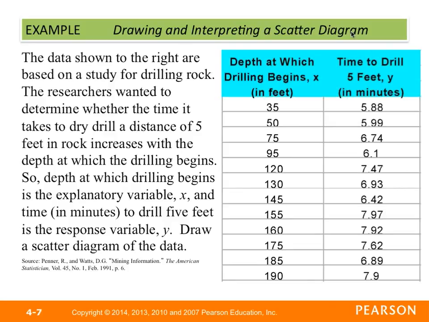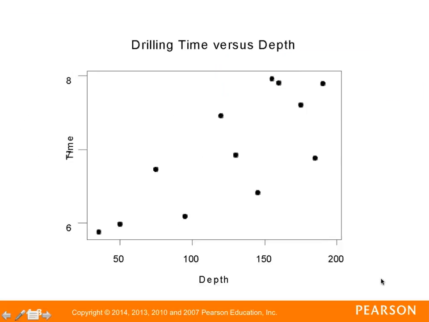So the time that it actually takes to drill can be explained, hopefully anyway, by the depth at which the drilling begins. We can use the depth in order to explain how long it takes to drill 5 feet. We want to use this data to draw a scatter diagram. You can see a couple of points here. For example, if the depth begins at 35 feet, then it's going to take 5.88 minutes. If the depth begins all the way at 190 feet, then it's going to take longer, 7.9 minutes. You can see that there is a steady increase here. There are some things that aren't quite linear, but let's take a look at what the scatter diagram looks like.